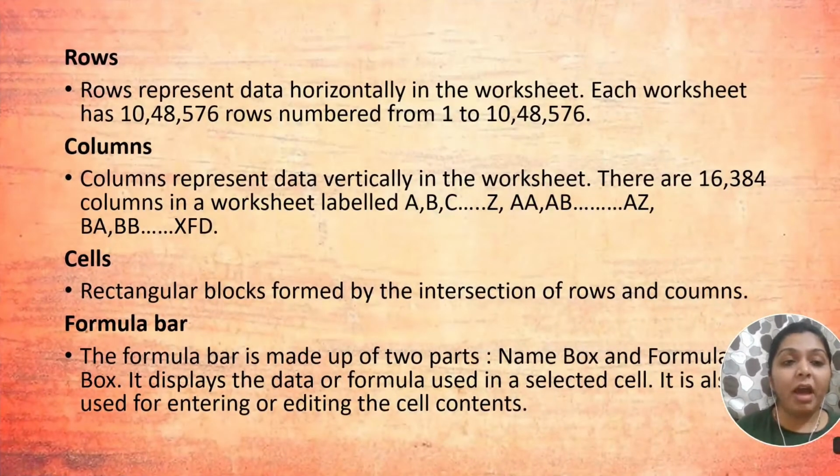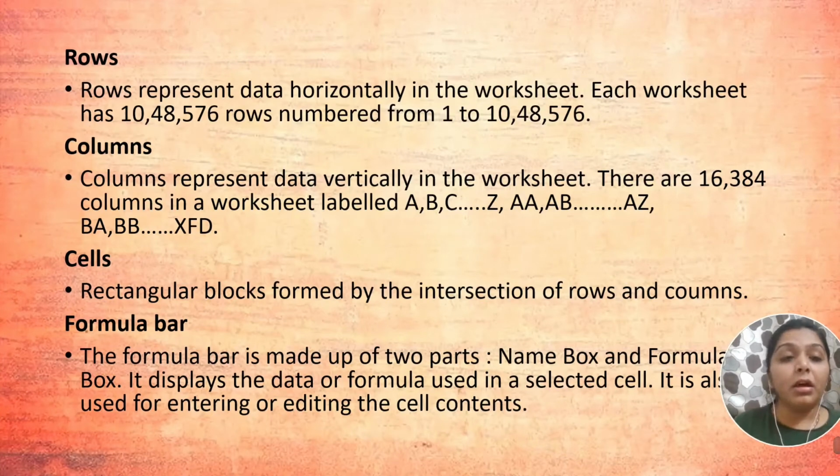The next we are having rows, columns, cells and formula bar. Now, rows represent data horizontally in the worksheet. Each worksheet has 10,48,576 rows numbered from 1 to 10,48,576. Now you have to remember the exact number of rows and columns, dear children.